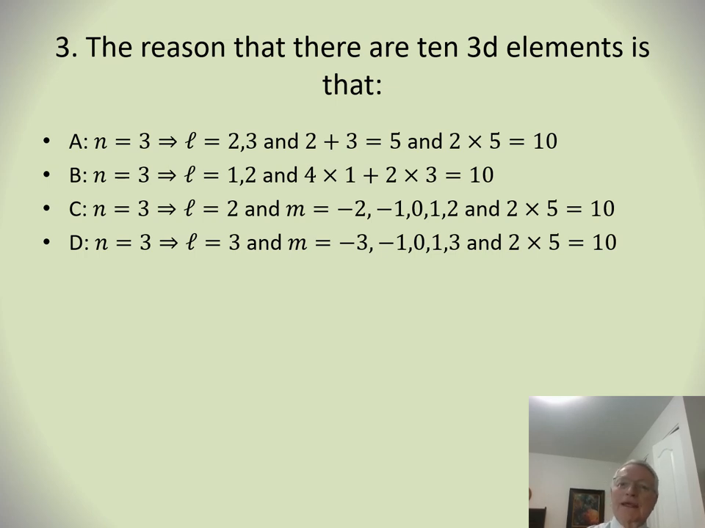The reason that there are 10 3D elements is that how come? All four of these calculations are carefully designed to give you the number 10, but only one of them is the reason that there are 10 3D elements. And the answer is C. For n equal 3, which can have L's of 0, 1, and 2, for the L equal 2 case, the m values can go minus 2, minus 1, 0, 1, and 2. That's five quantum states. And you can put two electrons in each quantum state because in each one you can have spin up and spin down. And so that makes 2 times 5, which is 10.